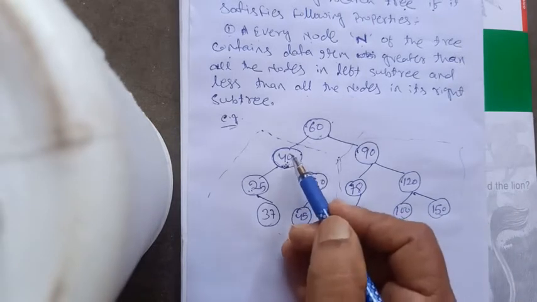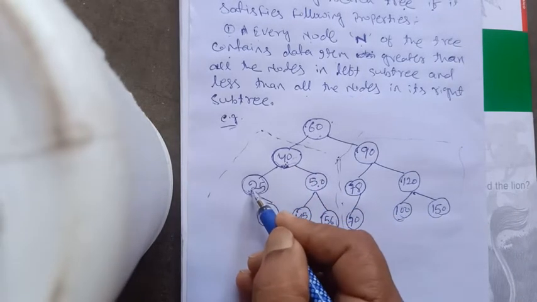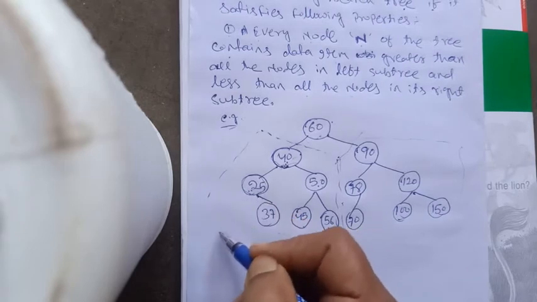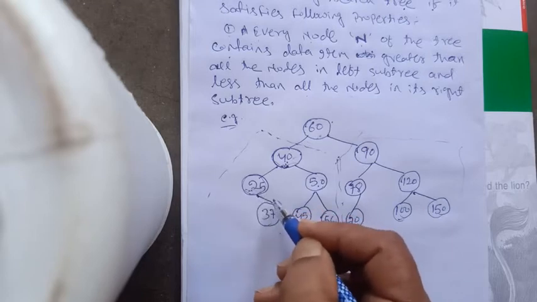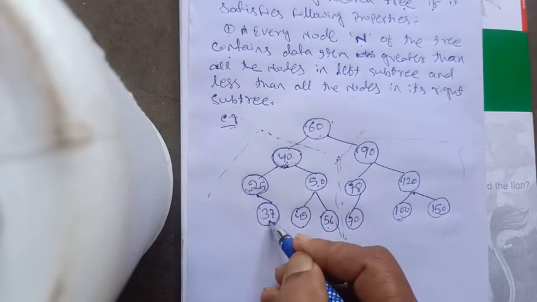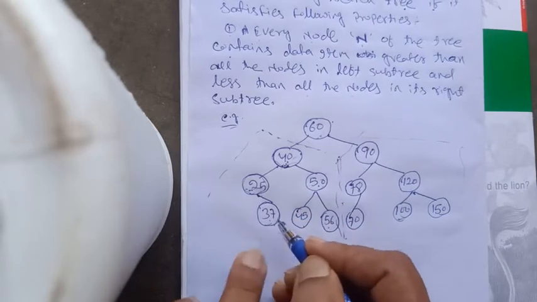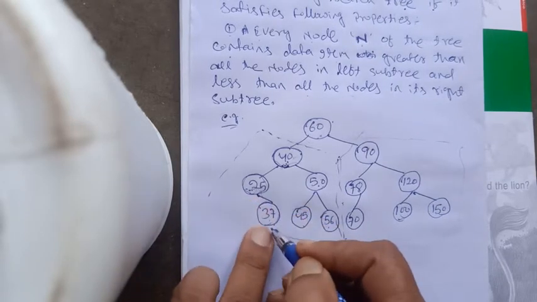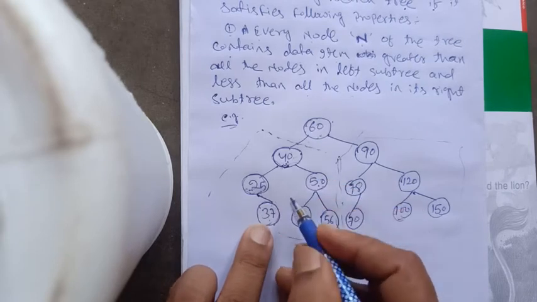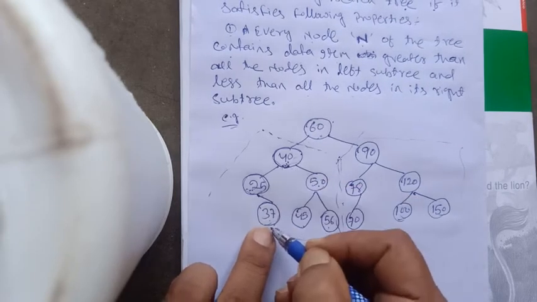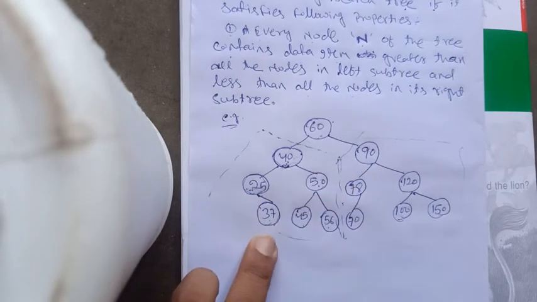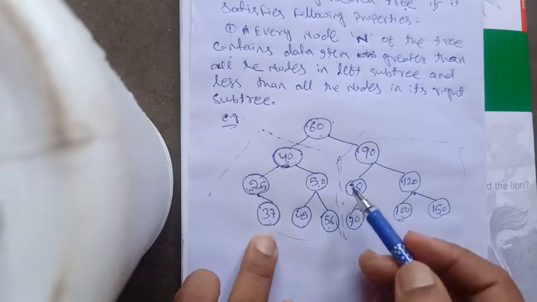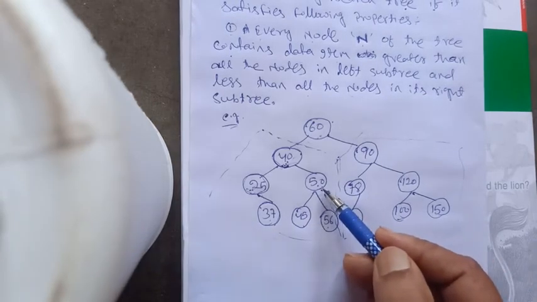Now if you consider 25, there are no nodes in the left of 25, and there is just a single node in the subtree at the right of 25, and that node has data 37, which is greater than 25. Now 37 must be greater than 25, but it should be less than 40. That is satisfied, because 37 is in the left of 40 but in the right of 25. So 37 satisfies it. Similarly, if you look at 50, 50 is present in the right of 40.